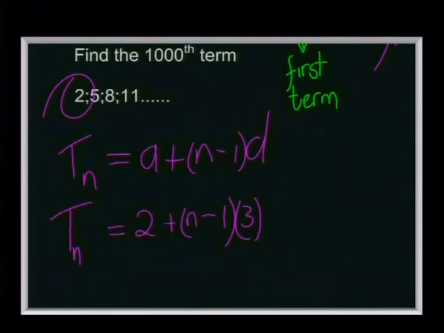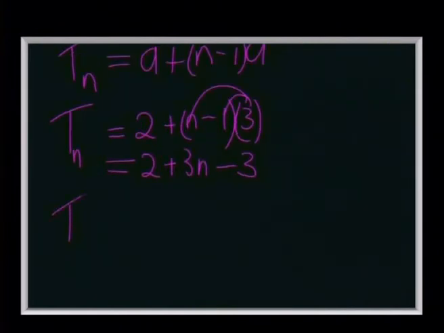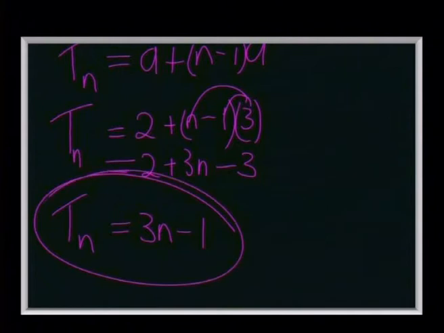Now I'm just going to tidy this up a little bit. I'm going to multiply out that bracket over there. So I'm going to say 2 plus 3n minus 3. And if I simplify that, it gives me 3n minus 1. Now this is what we call a general term or an nth term.